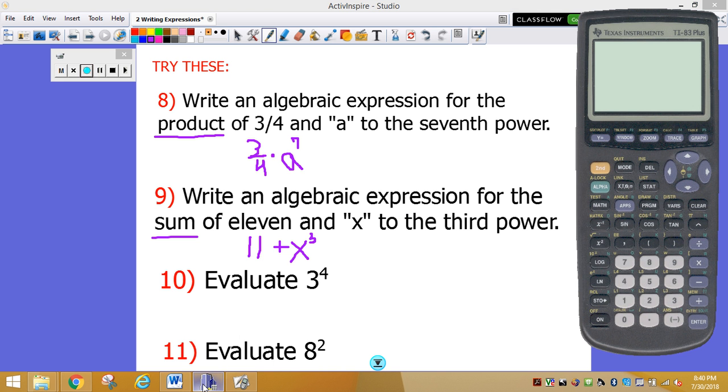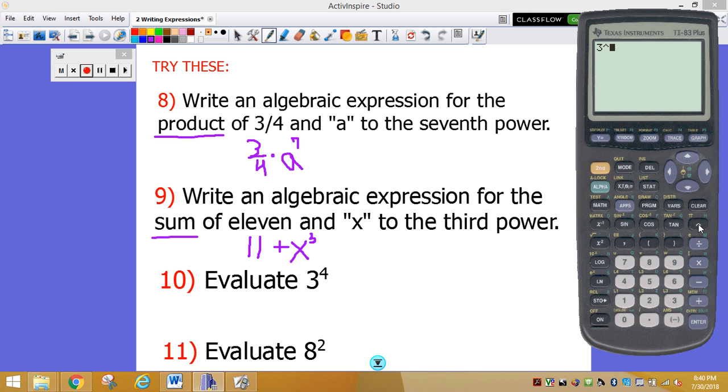This is when you're going to need your calculator, and I'm going to show you how we type exponents into our calculator. So we're going to evaluate 3 to the 4th power. That's what this problem says. So you're going to type in 3. The way we get exponents is this little button right here. We call it the caret. I don't know why, but that's just what we call it.